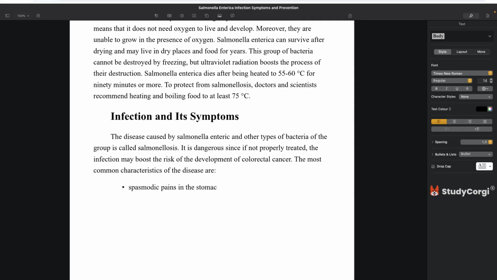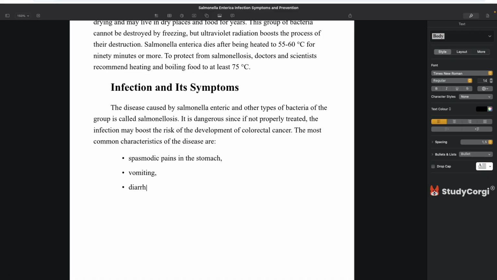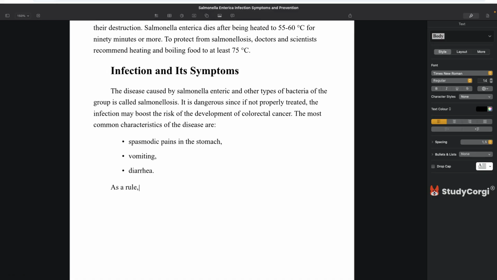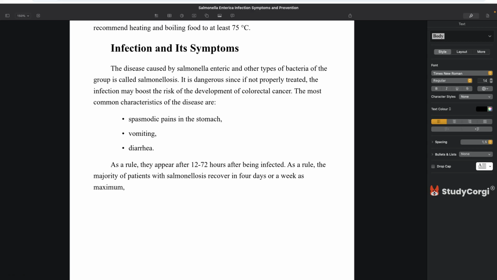spasmodic pains in the stomach, vomiting, diarrhea. As a rule, they appear 12 to 72 hours after being infected. The majority of patients with salmonellosis recover in 4 days or a week at maximum, but in case of severe diarrhea, the patient may need hospitalization.